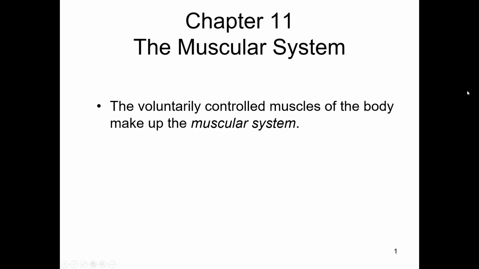So here is the first look at chapter 11. We will be talking about voluntarily controlled organs, skeletal muscles. 700 plus skeletal muscles make up the muscular system. This is where we start to angle a little bit more organically towards the nervous system. You'll see the role of nervous system several times in this chapter, especially when it comes to muscle coordination.